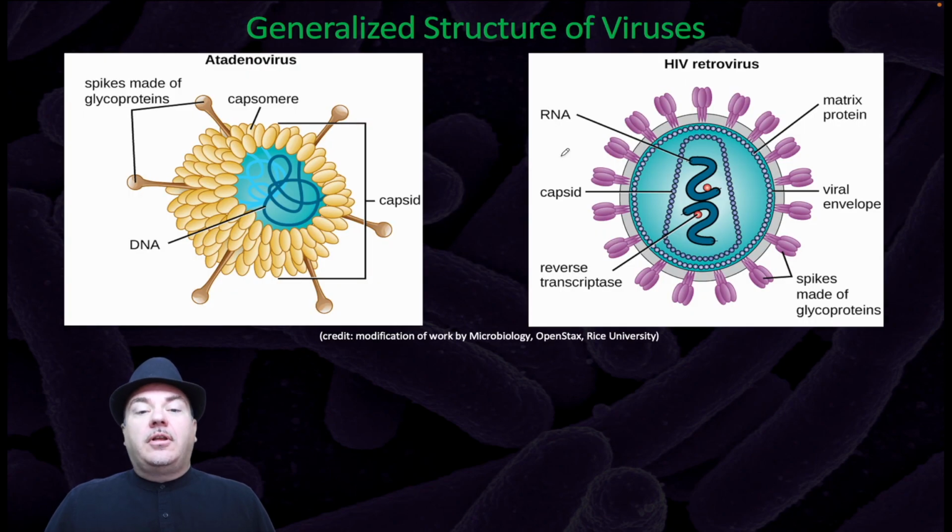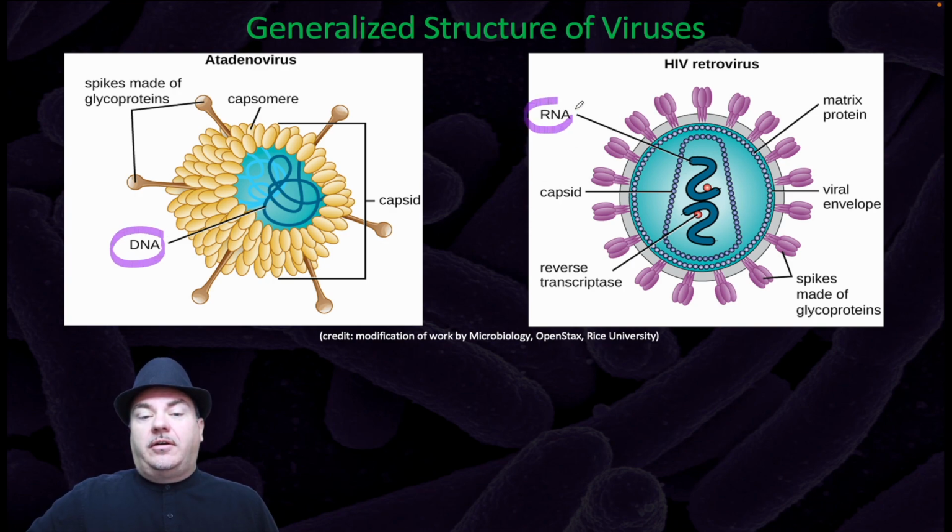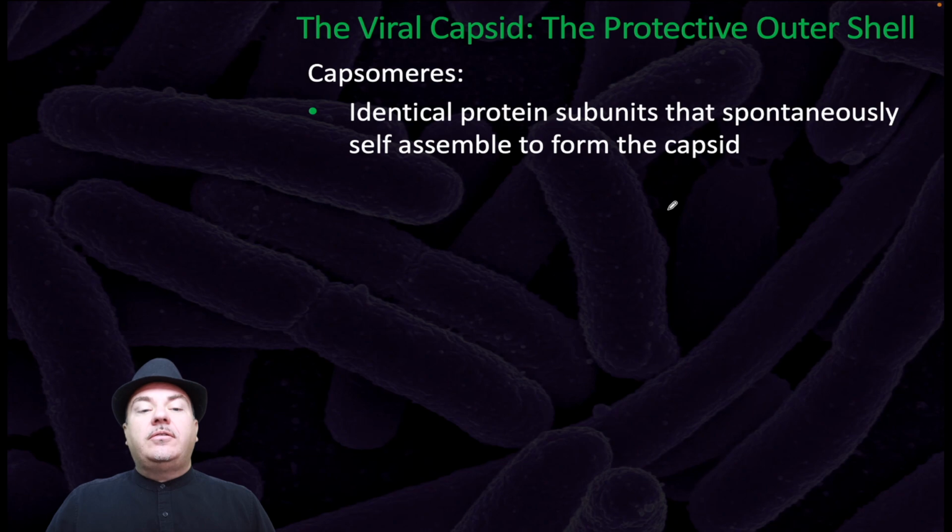So if we look at generalized structures of viruses, they're going to have a nucleic acid. That could be DNA or it could be RNA. They're going to have a capsid protein coat around their nucleic acids. They're going to have spikes. While a naked virus does not have it, an enveloped virus has a viral envelope surrounding the capsid. Capsomeres are identical protein subunits that spontaneously self-assemble to form the capsid.